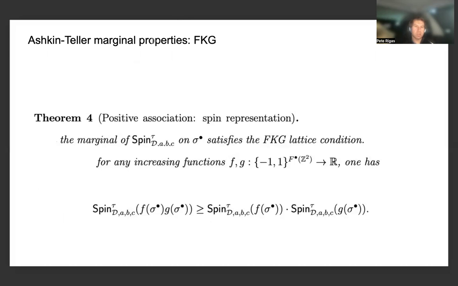And as we had mentioned, the marginal properties relate to FKG, in that in the paper by Glazman and Peled, as in Theorem 4 of their work, they describe how the spin representation on some marginals of the spins sigma, which can be taken from either the set of even or odd faces, satisfies the FKG lattice condition, which is given by the measure of the product of two functions being the product of one spin measure times another spin measure.